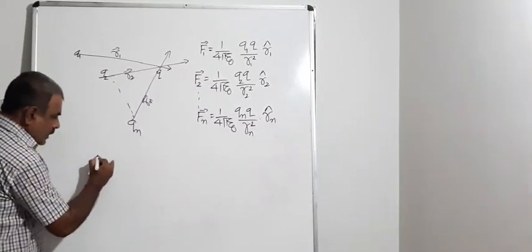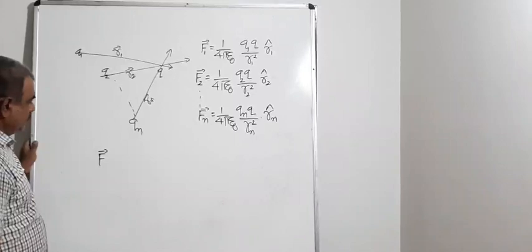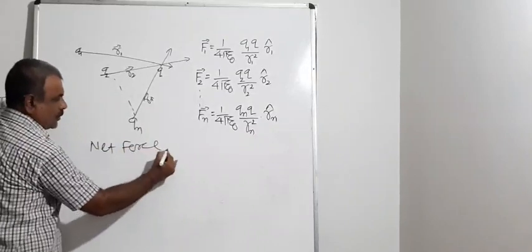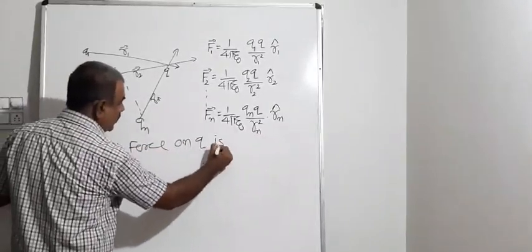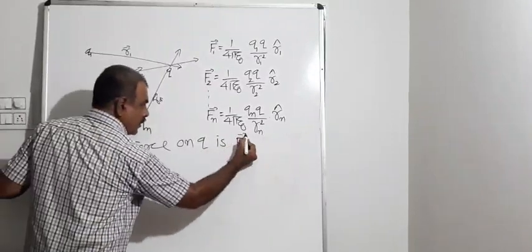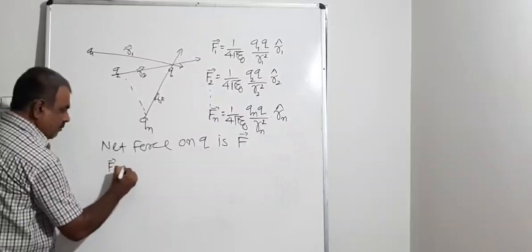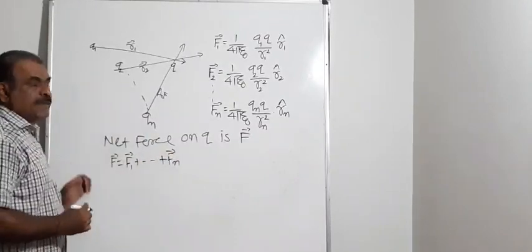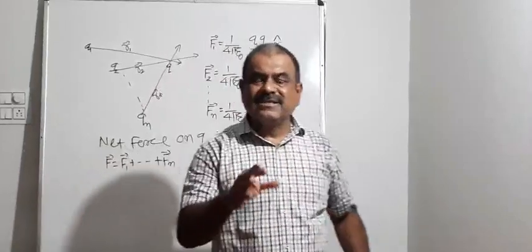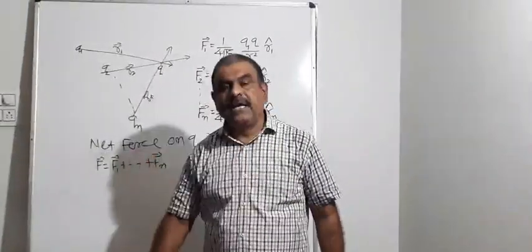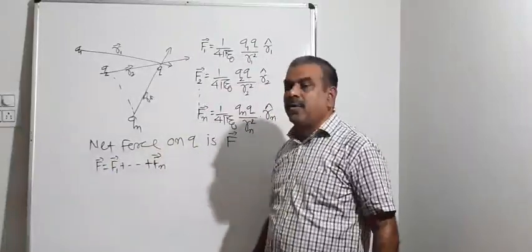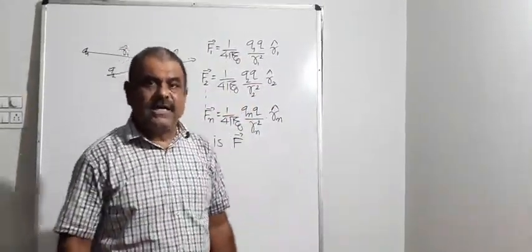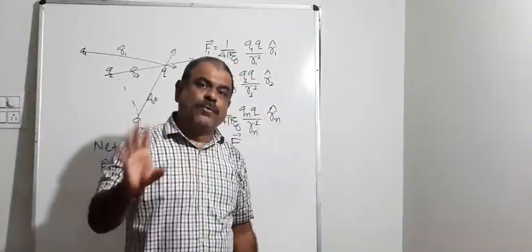So, the net force on charge q is F. Better we use this wording: net force on q is F. So, can you say that F is equal to F1 plus up to Fn, which means when two or more than two charges are exerting force on any charge, then the net force acting on that charge is equal to the vector sum of the forces produced due to every individual charge.